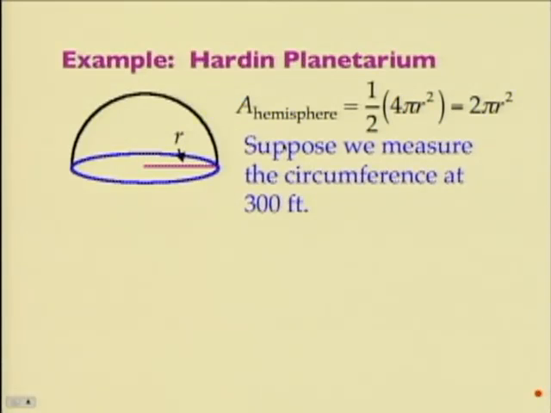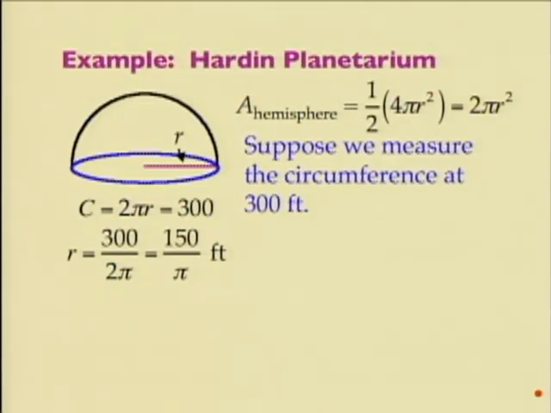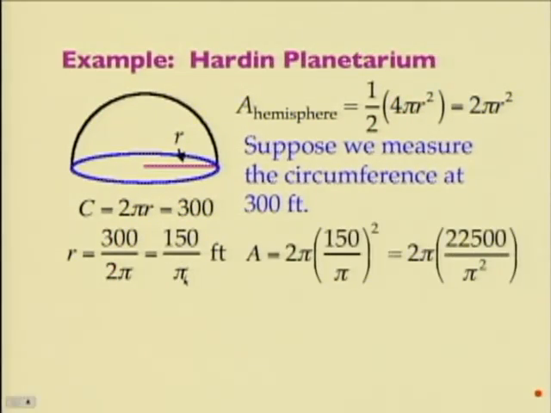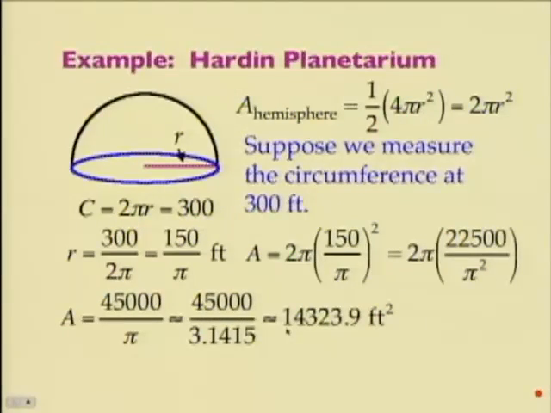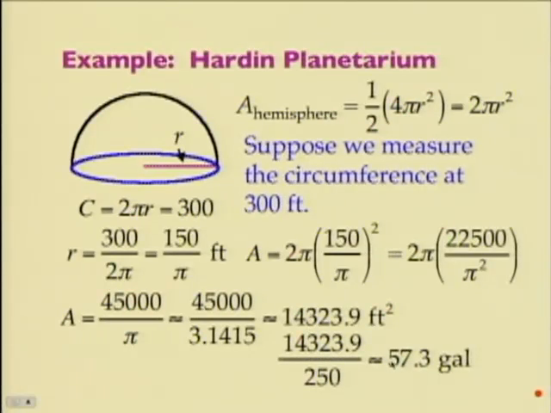Suppose we measure the circumference of this thing at 300 feet, and the reason I say circumference is this is solid. I can't measure through it, so I have to measure around it. But that's okay. From the circumference I can calculate the radius. 2 pi r is the circumference, the distance around, 300. So then solving for r, you get this little measure, and then I can plug that into the area formula that I talked about. Do the arithmetic, you end up with a pi squared in the denominator that'll cancel out. It works out to be about 14,300 square feet, and if you do that same kind of calculation, it works out to be about 57.3 gallons of paint.